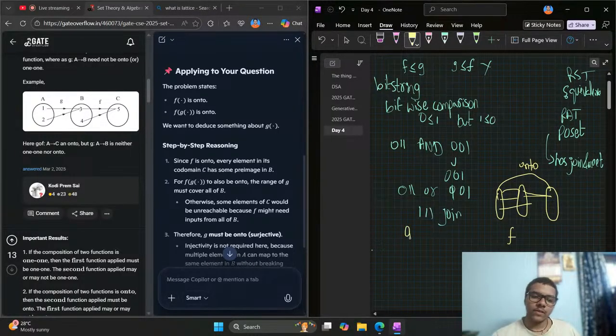So g of f, that is f of g. Since we do the inner things first, g maps from A to B and f maps from B to C. This, and this. We were told this is onto. So the codomain is the range. This is the condition.